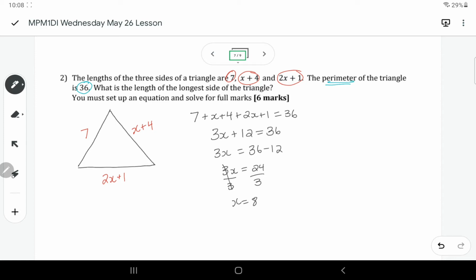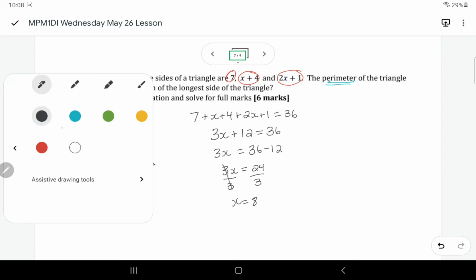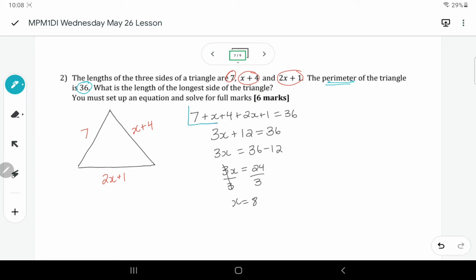So the main thing here is being able to set up that equation that connects to what you're being told. They tell us that the perimeter is 36, so we have to make an equation for perimeter, adding up the 3 sides and setting it equal to 36. Once you get that, we want to find the different sides. So here, one side is 2x plus 1. So if x is equal to 8, we can figure out what that would be.